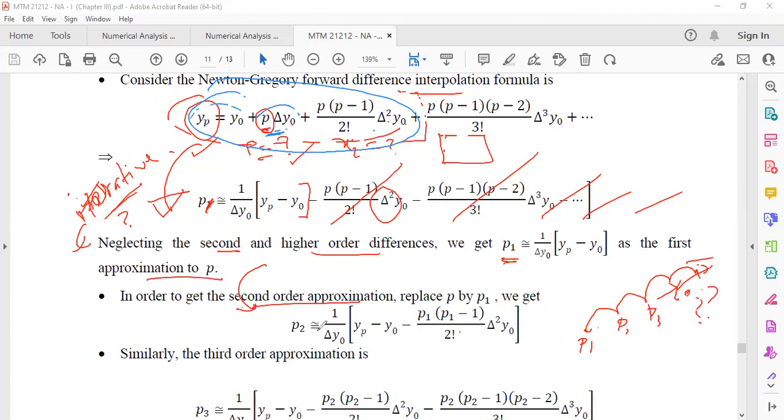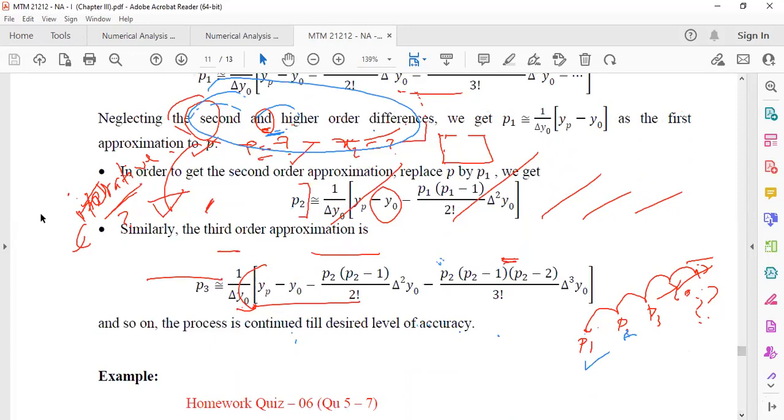Then for the P2 they are approximating: wherever the P comes, they put our earlier known P1. From this we have found the P1. The next step, they are using that P1 to find the P2. Still the P, but we don't know about the P, so they are finding the P2. In P2 they put the earlier value P1, and similarly they are continuing.